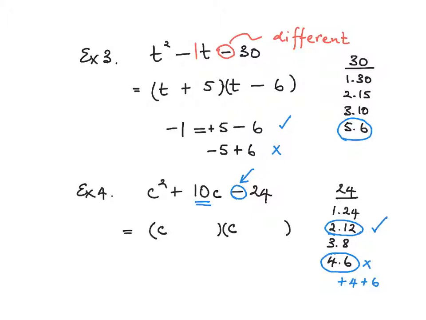So if I put the 12 and the 2 in, what type of 10 do I want to get? I want to get a positive 10. How do I get a positive or plus 10 from a 12 and a 2? Plus 12 minus 2.